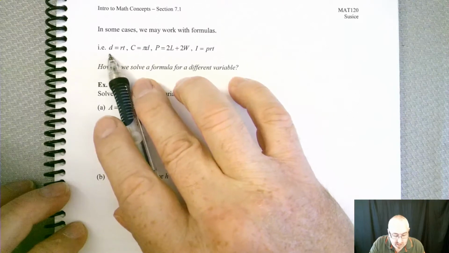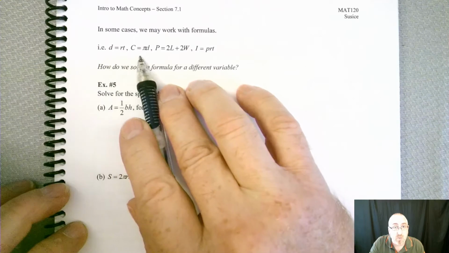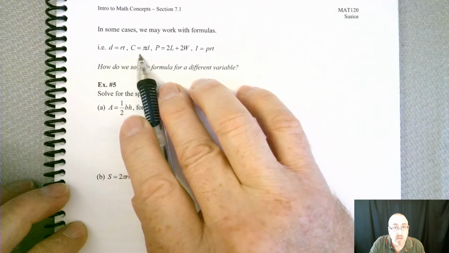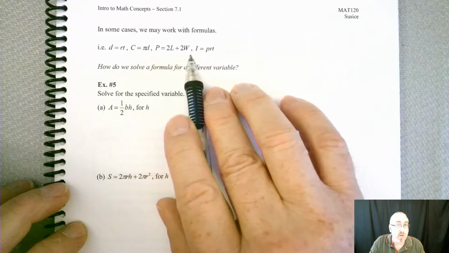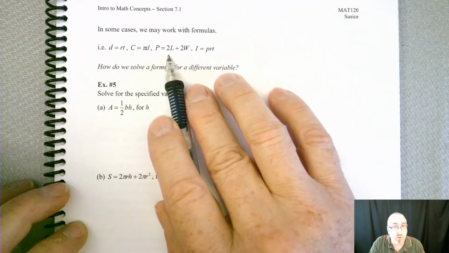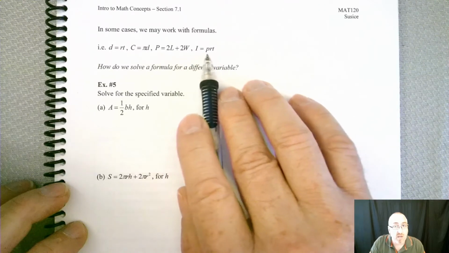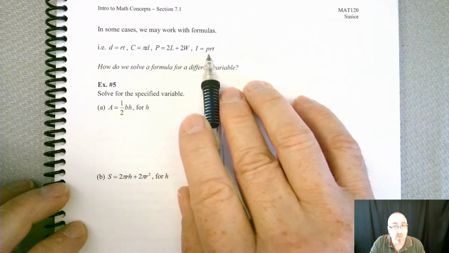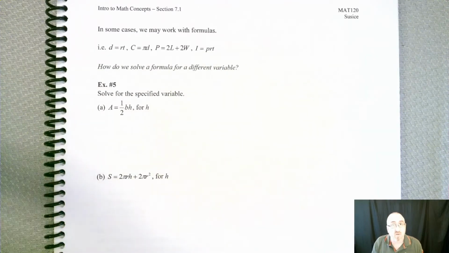First of all, just a couple of examples of formulas that you might see out in the world. You have d equals rt, so distance equals rate times time. C equals pi d, so circumference equals pi times its diameter. P equals 2L plus 2W, so perimeter equals twice the length plus twice the width. And I equals PRT, so interest equals the principal times the rate times the time. We'll be seeing some of these formulas as we go.